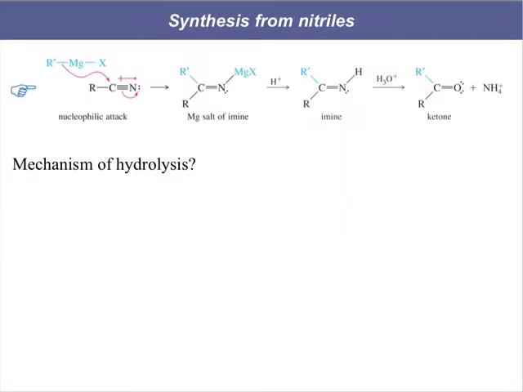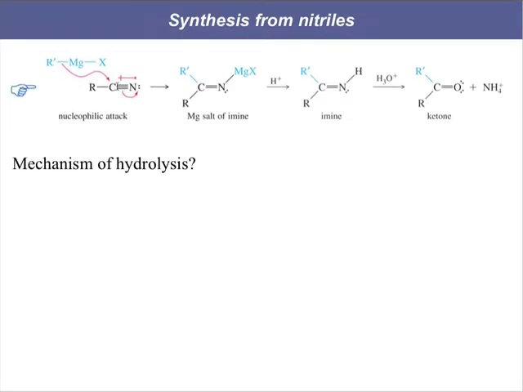We can also make ketones from nitriles. Nitriles are R-C triple bond N. That's sometimes called a cyano group, but the R with the cyano group is called a nitrile. And we can make ketones from nitriles. Generally speaking, what you'll do is start with a nitrile and add a Grignard or lithium reagent to it.